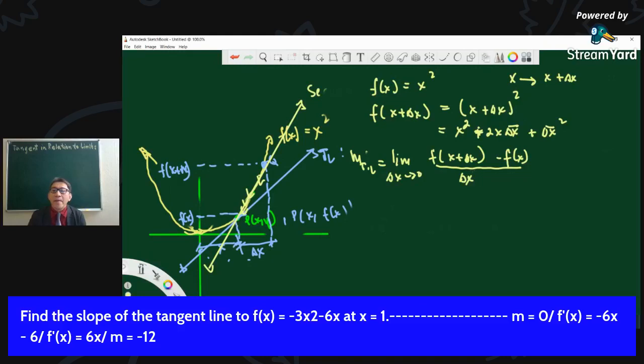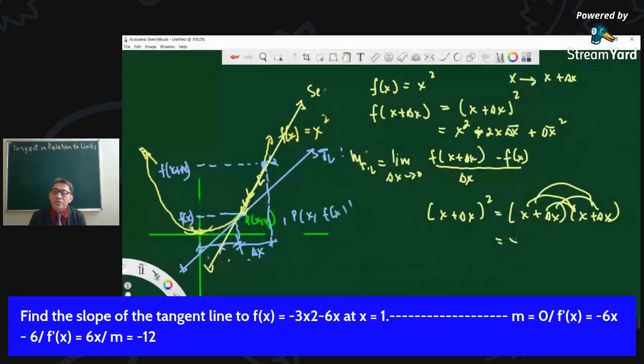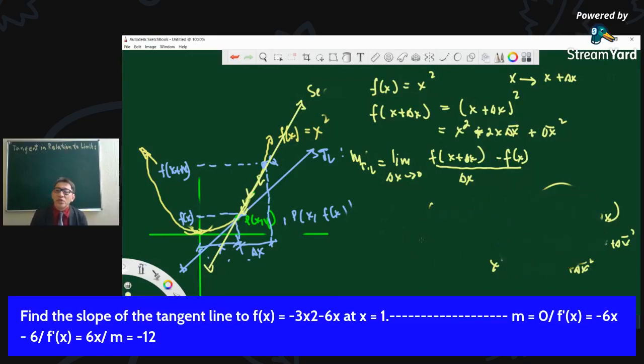Okay, so now let's plug in. But by the way, for this x plus delta x, some of my students don't know how to use the square of a binomial. You can just do x plus delta x times x plus delta x, then distribute and multiply it together. That would be x squared plus x delta x plus x delta x, and then plus delta x squared. So it becomes x squared plus 2x delta x plus delta x squared, for those who don't know the square of a binomial.